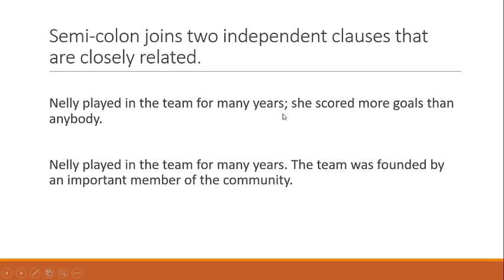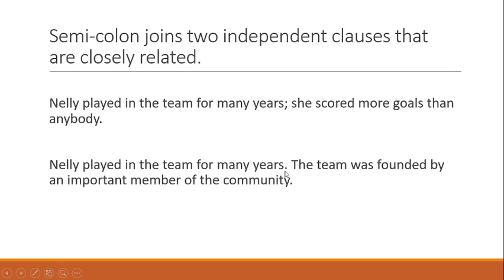For example, Nelly played in the team for many years; she scored more goals than anybody else in the team, right? So there is a close relationship between this information and the previous independent clause. That's why the semicolon can be used in this case.